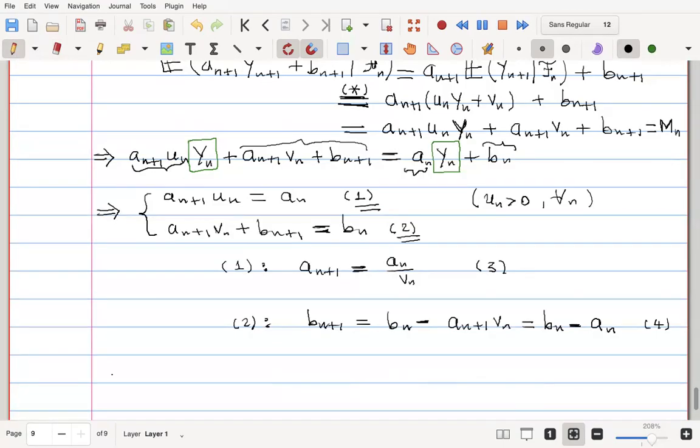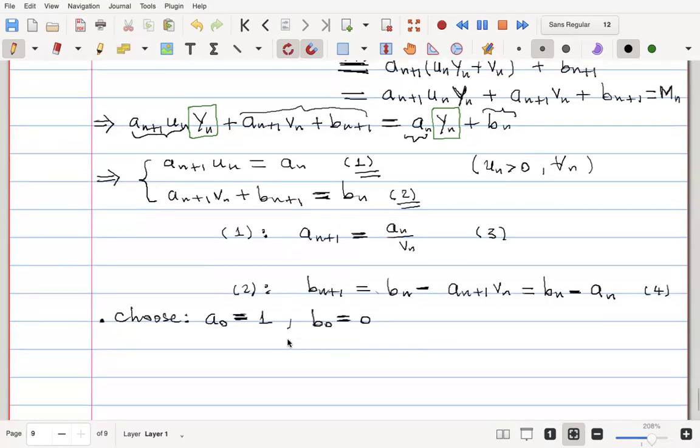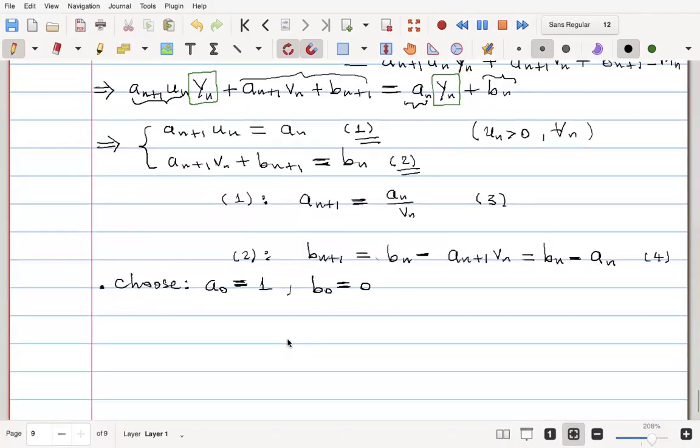So what we are going to do here, we are going to choose a_0 equal to 1. And we can take our b_n to be 0, right? Because we have a sum or a difference, so it's not a factor. So we can take b_0 equal to 0.